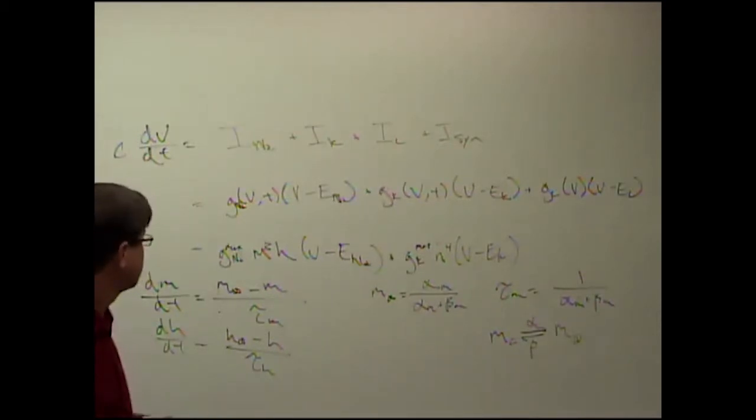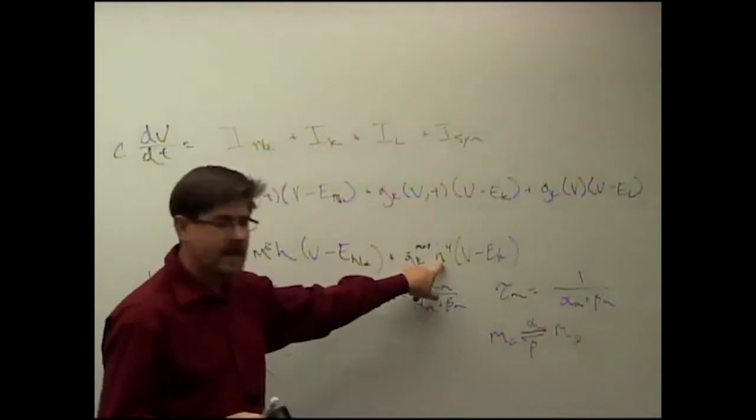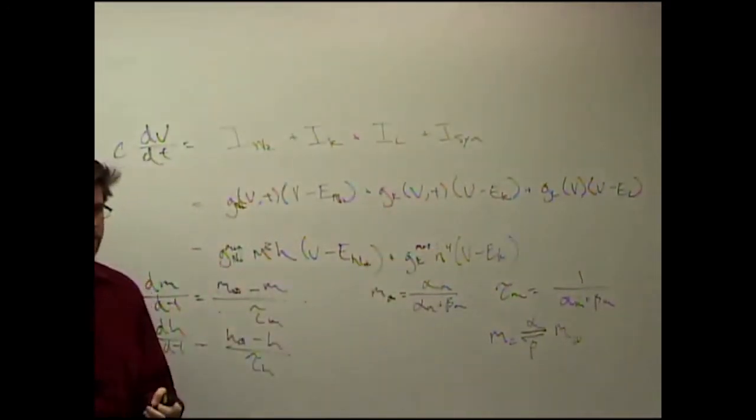So in a potassium term, we just have n to the 4th? Yeah, there's no inactivation of potassium. So if you hold it at a particular voltage, all those channels will just stay open. Sodium is different: you hold it at that voltage, they'll open up, and then they'll close off. So it's a transient.